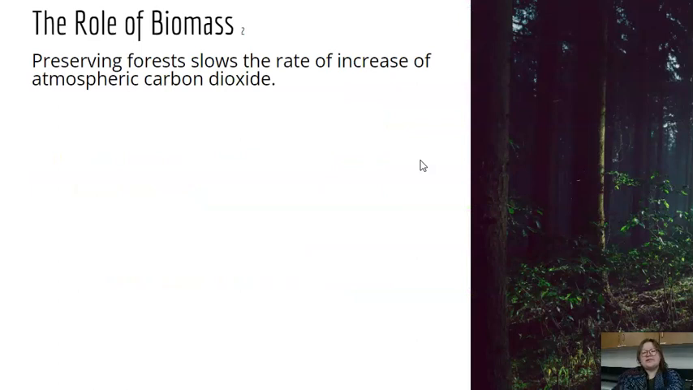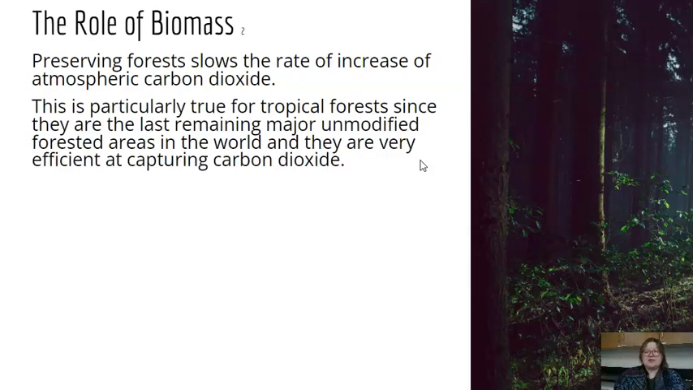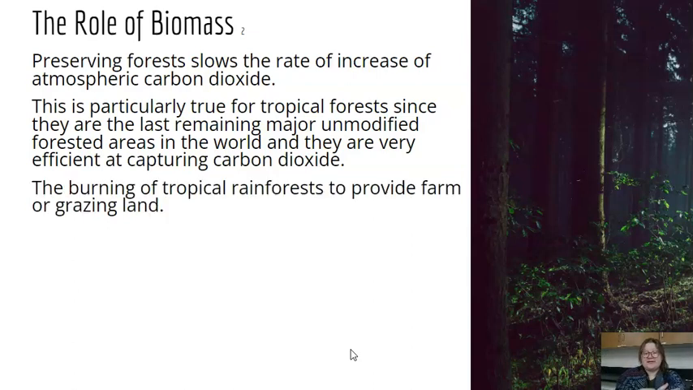Preserving forests slows the rate of the increase of atmospheric carbon dioxide because those forests are removing a lot of that carbon dioxide. This is particularly true for tropical forests since they are the last remaining major unmodified forested areas in the world, and they are very efficient at capturing carbon dioxide. Tropical forests go through a lot of photosynthesis, and that's where that carbon dioxide is being brought into the plant.